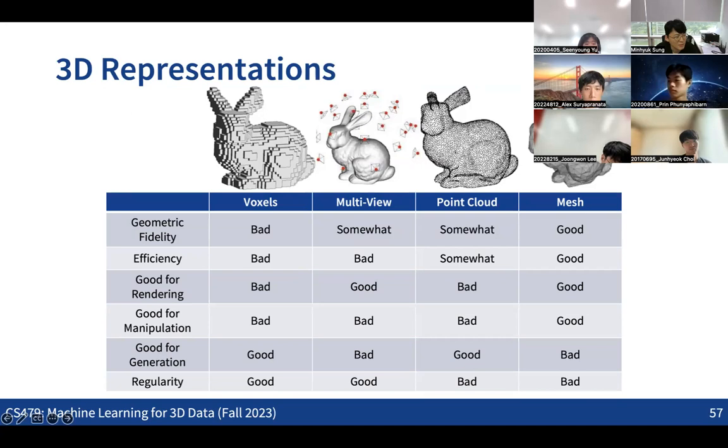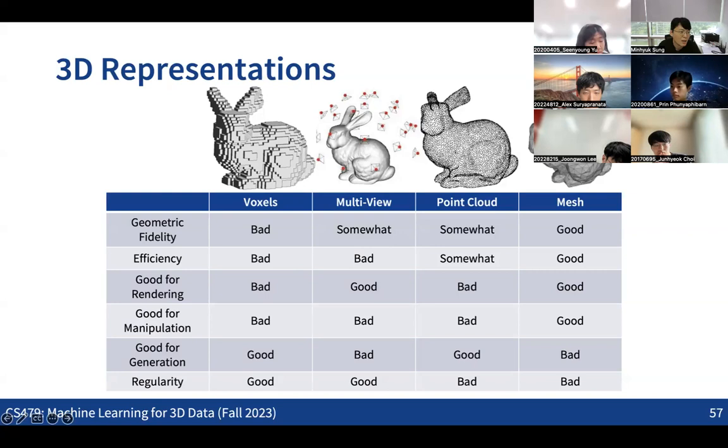For multi-view images, this is not a representation that can directly represent all the geometry, so it is also not ideal for capturing all the details of the geometry. But still, from multi-view images we can try to recover the 3D shapes. We are going to get into how we can recover the 3D geometry from multi-view images.